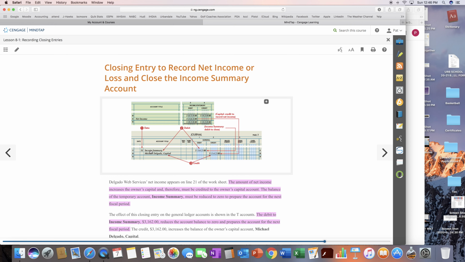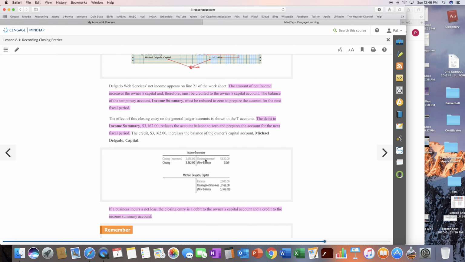So the third closing entry is closing net income, record net income or net loss. This is a net income. Income increases capital, which means you credit capital. We debit income summary. We close income summary out. So you can see in the T account, closing revenue, closing expenses, this was our balance, 3,162, we closed. Now we have a 0 balance. We were able to put all the net income into our capital. Now we have increased our capital, which is a good thing. Okay? And that's what we're talking about here. The debit to income summary reduces its amount to 0, and income summary is ready for the next fiscal period.